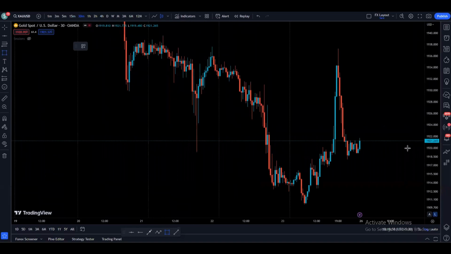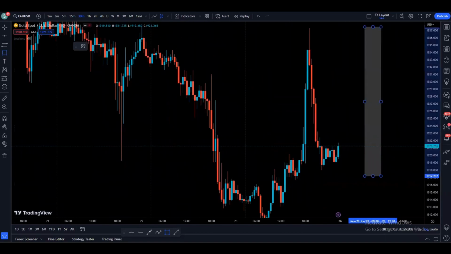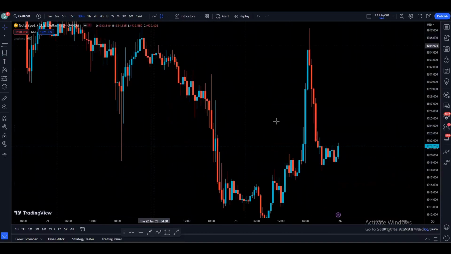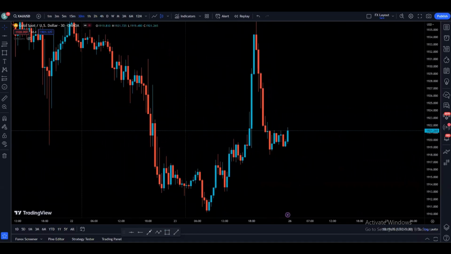On the 30-minute time frame, we can see that the price is bullish at the moment because we are making higher highs and higher lows. So as we can see, we created a high, higher low, higher low, and after that we created a high. And then the price came down. Basically, we are consolidating right now between this resistance and this support.